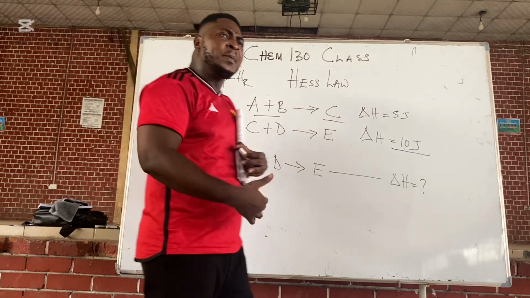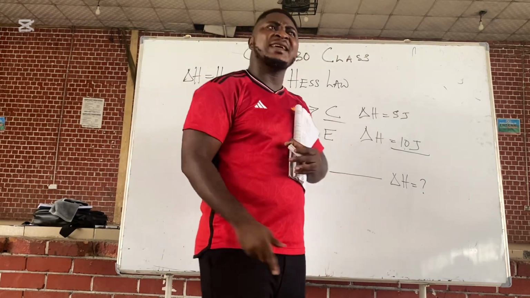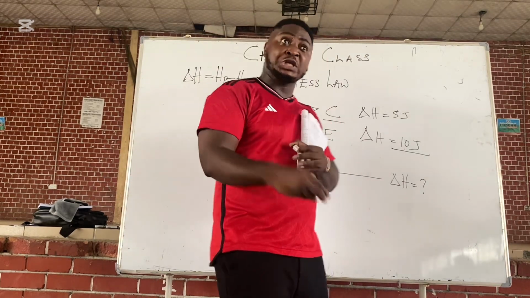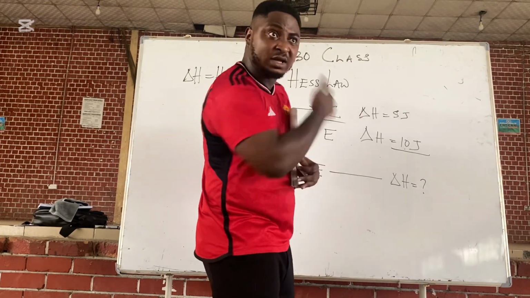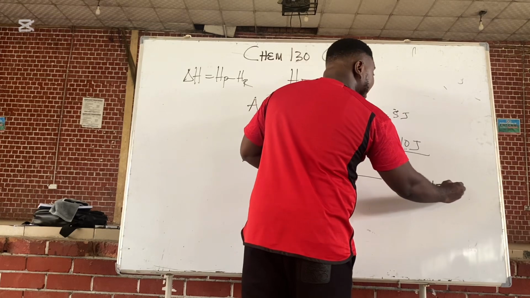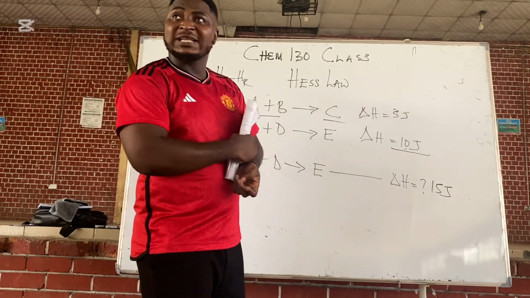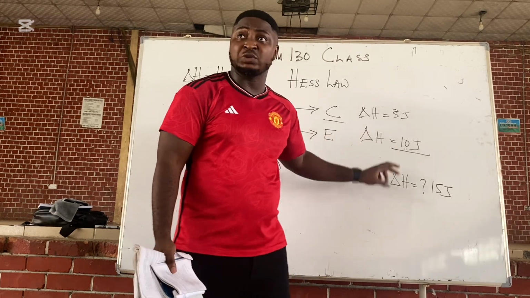If there are a number of reaction steps that can lead to a particular reaction, then the enthalpy change of that reaction can be gotten by adding up the enthalpy changes of the different steps that led to it. So we are allowed to add up 10 plus 5. Therefore, the enthalpy change of this reaction is 15. How do we get it? By adding up the enthalpy changes of these two reactions that led to this.